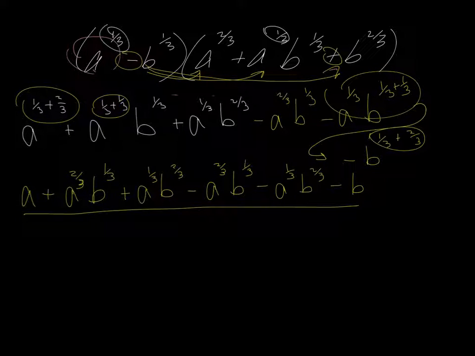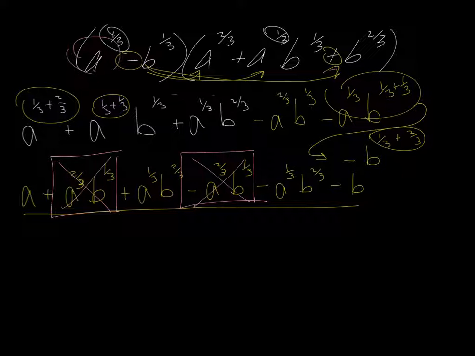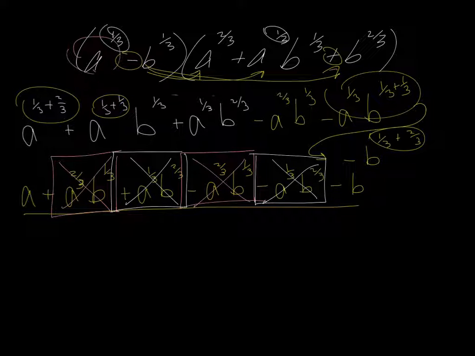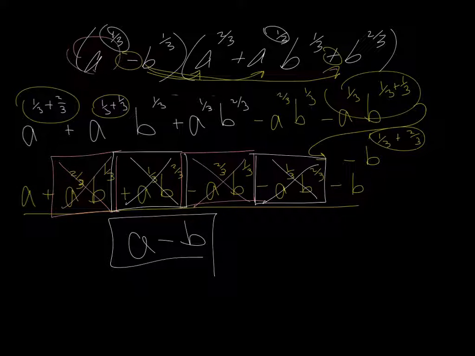Let's look and see if there's anything I can combine. I've got an a to the 2/3, b to the 1/3, a positive, and I have a negative over here. These are the exact same. One's a positive, one's a negative, so I can cancel those. And when I look at the next one, positive, negative, so I can cancel those. So what do I have left? An a minus b, and that ends up being my answer. So that's it for example number 6.